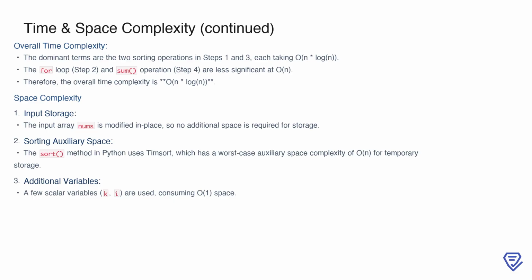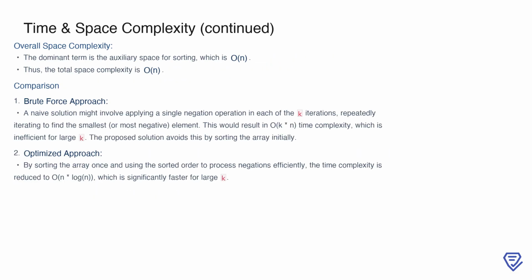Shifting focus to space complexity, the input array nums is modified in place, meaning no additional storage is needed for the array. However, the sort method in Python uses timsort, which can require up to O(n) auxiliary space in the worst case. Additionally, a few scalar variables like k and i are used, which consume only O(1) space. This breakdown highlights the minimal space requirements of the solution. Considering the overall space complexity, the auxiliary space needed for sorting dominates, leading to an O(n) space complexity.